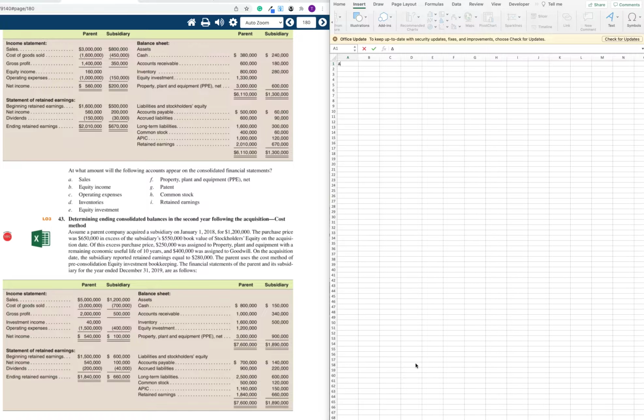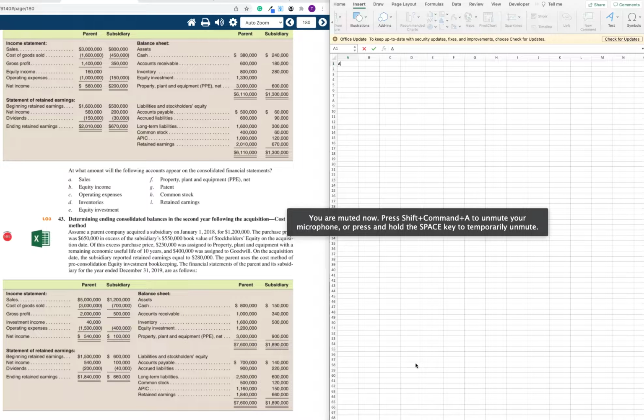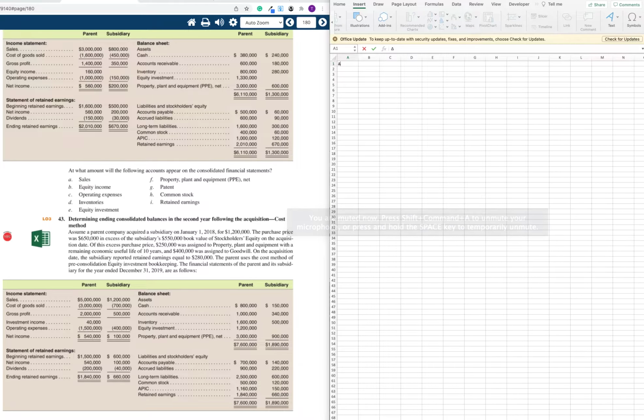I was asked for some help on how to determine the adjusting entry for when we're doing the cost method. And so I just wanted to pull up a couple of these problems and help you do that quickly. So we're not going to do the whole problem, but we will look at that adjusting entry.